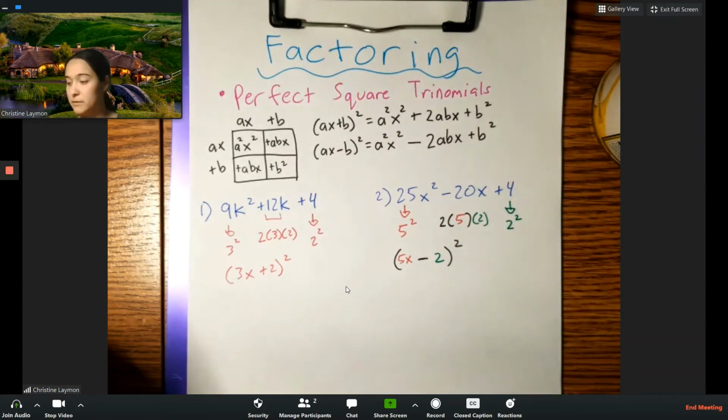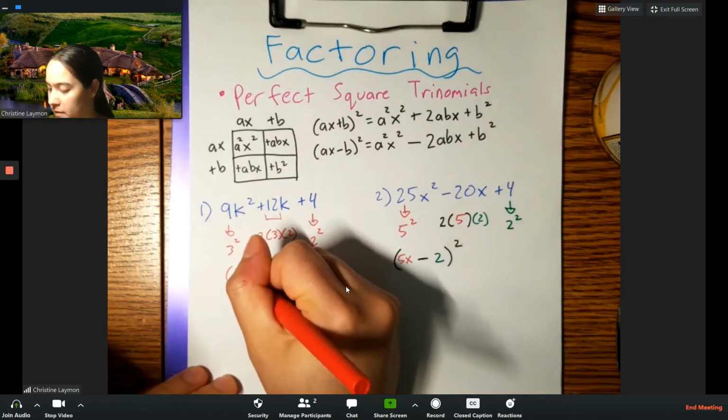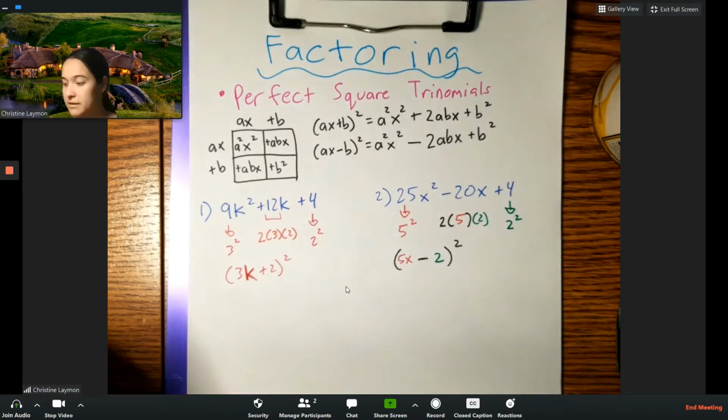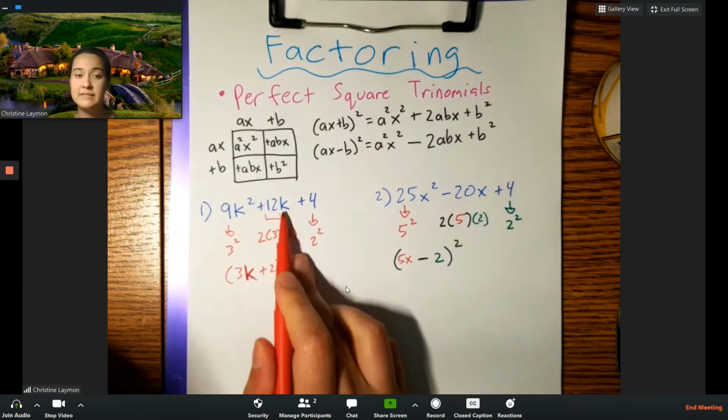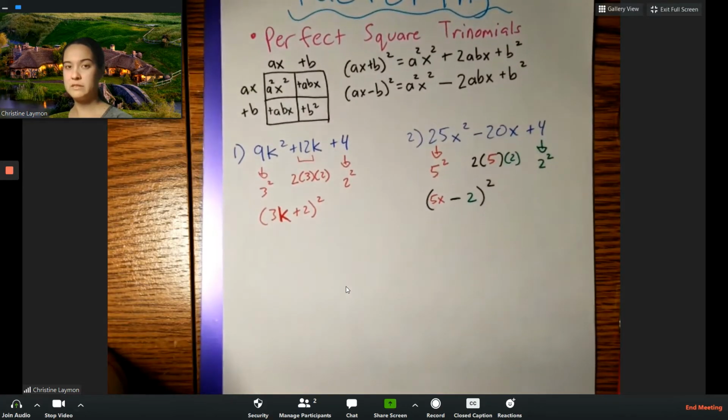Now I just realized I made a mistake back here. That was an x. It should have been a k. Let me go ahead and make it back looking k-like again. I just changed my variables on accident. So this k here are the k's that I see right there. Take a look at a third example. Slide this one on up.